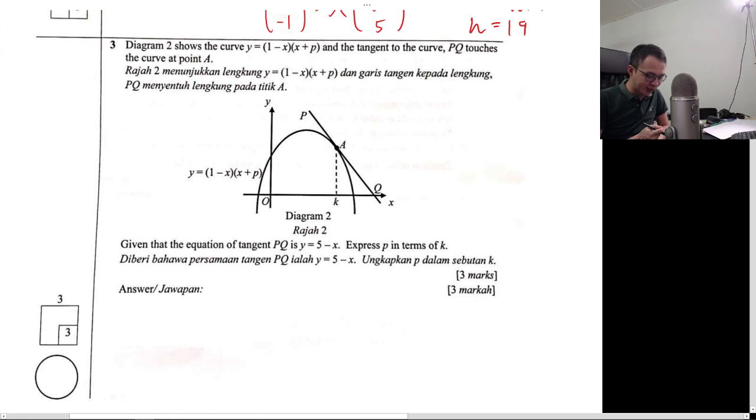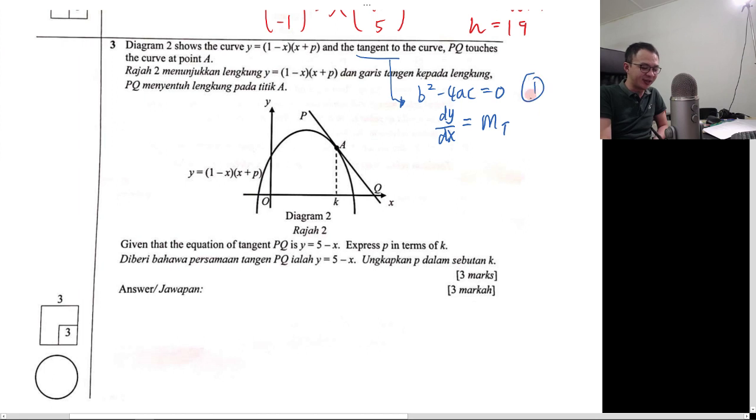The few things we can know over here is tangent. The tangent basically means 2 things in Math. I said many times. One is b squared minus 4ac equals 0. The other one is dy dx equals the gradient of the tangent. Whenever you see the word tangent, it means both of these things.